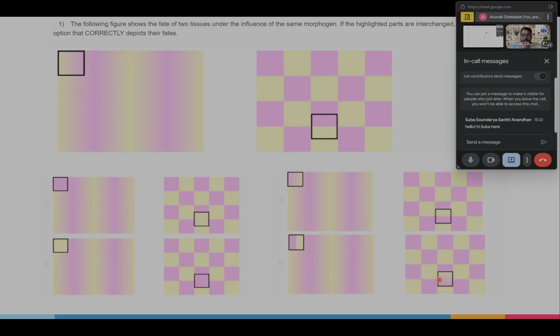and the question asks you what should happen if you just transplant these two around, making sure that the morphogen gradient remains the same. So you can think about it and put in the answer as A, B, C, or D. Actually, I don't see the options on the screen. These two are one option, so this is essentially A, B, C, and D.